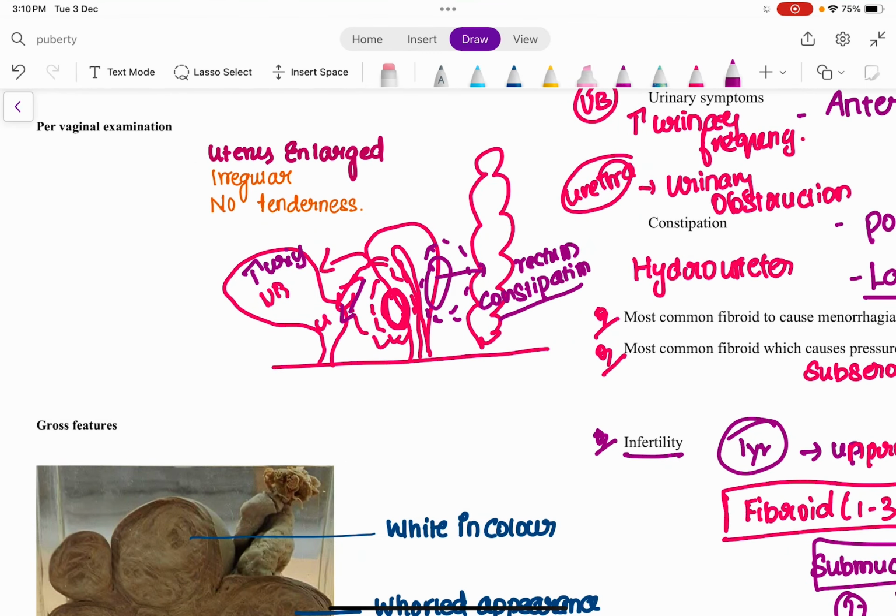Clear? Yes. And in per vaginal examination, what are you going to do? When you do the per vaginal examination, you can find that the uterus is again enlarged and irregular, but no tenderness will be present. As you palpate the uterus, the patient is not going to have any pain, but definitely the uterus is going to be enlarged and very irregular because of the size of the fibroid. So no tenderness is going to be present.